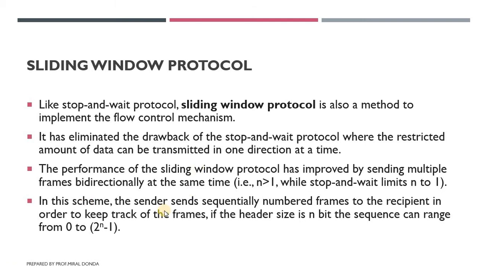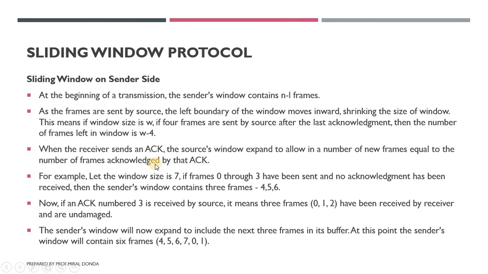Now, how does the sliding window protocol work on the sender side? At the beginning of the transmission, the sender's window contains n minus 1 frames. The whole message is contained at the sender side. Suppose it contains the message hello. So at the sender side, the whole hello message is there in the memory. Once it is sent to the receiver, he can remove that message from his PC.